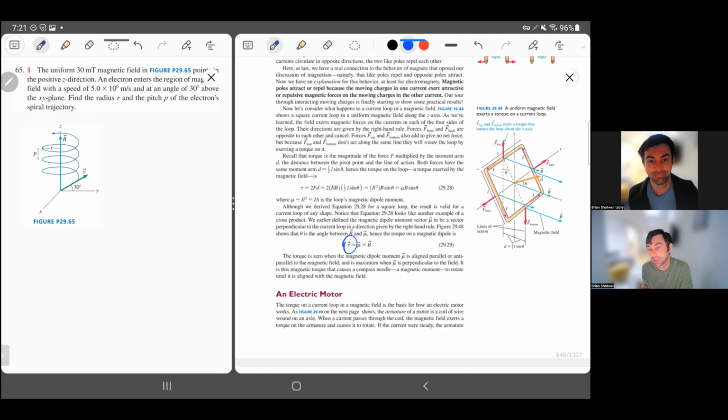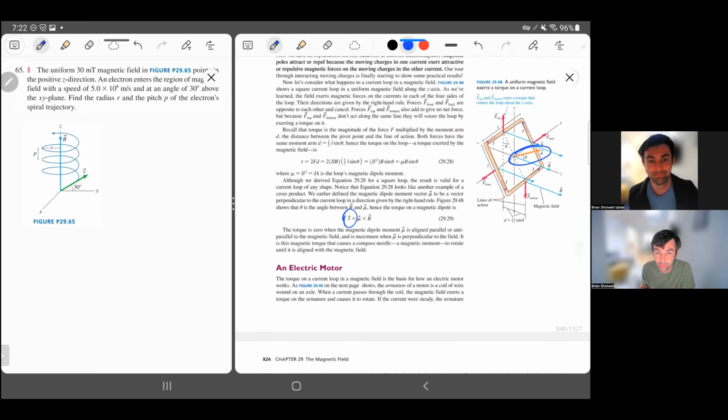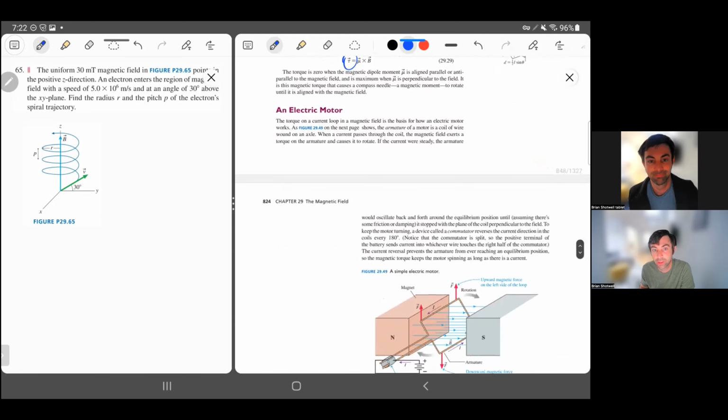So in a uniform magnetic field, there's no net force on the magnetic dipole moment of the current loop, but there is a torque, and it's such that this mu vector wants to line up with B. B is pointing in the plus Z direction. This mu, which is summing up the overall current loop, is going to want to line up with B, and the magnitude of the torque is mu B sine theta. You can use this fact to your advantage for an electric motor.